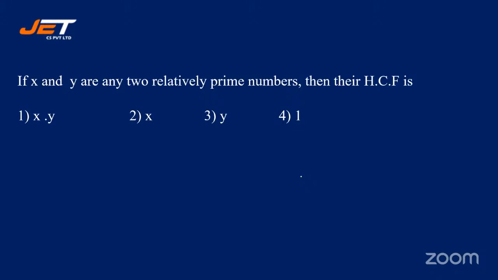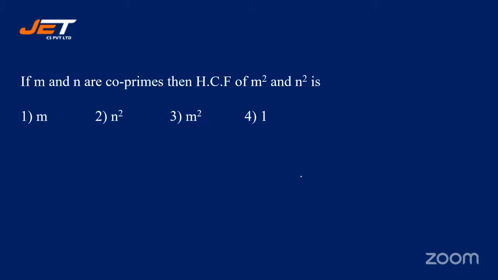See the next question. If x and y are any two relatively prime numbers, then their HCF is dash. Obviously it must be 1, isn't it? Option 4.